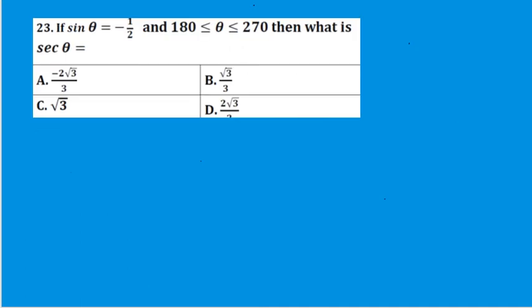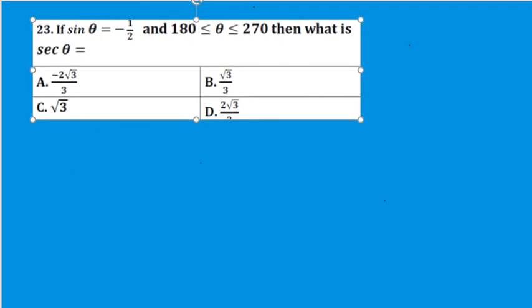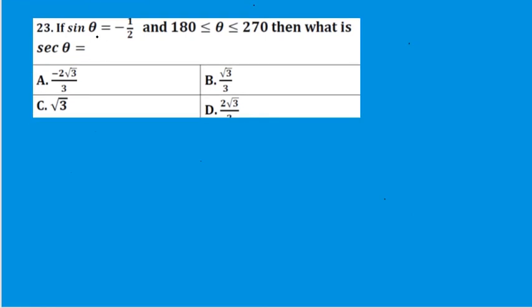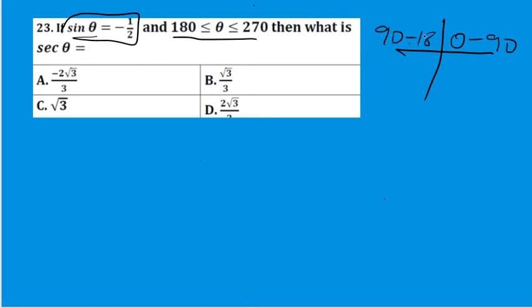The second one, sine theta is given to you here. The sine of the angle is given as negative 1 over 2, and the angle is found in the third quadrant. There are 4 quadrants, you know. In the first quadrant, the angle value must be between 0 and 90. In the second quadrant, between 90 and 180. In the third, from 180 to 270. And the fourth is from 270 to 360. So this angle is in the third quadrant.